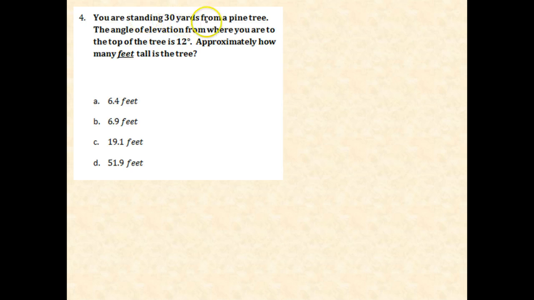You are standing 30 yards from a pine tree. The angle of elevation from where you are to the top of the tree is 12 degrees. Approximately how many feet tall is the tree? All right, let's draw a picture. Here is your pine tree. There's the ground. There's you. Your hip is dislocated apparently. But the distance between you and the pine tree is 30 yards.